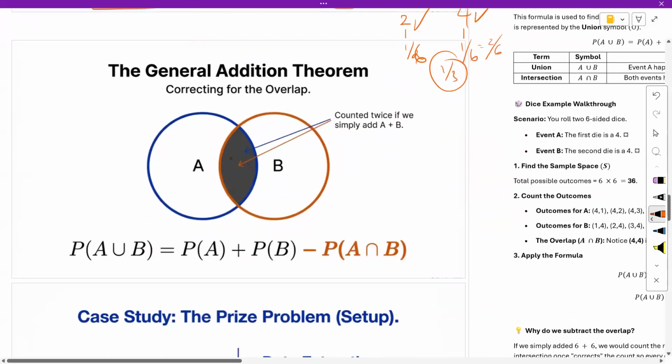And let's see the general addition theorem. It becomes a little complicated, because here we are correcting for the overlap. So now tell me, does this Venn diagram show mutually exclusive or non-mutually exclusive events?